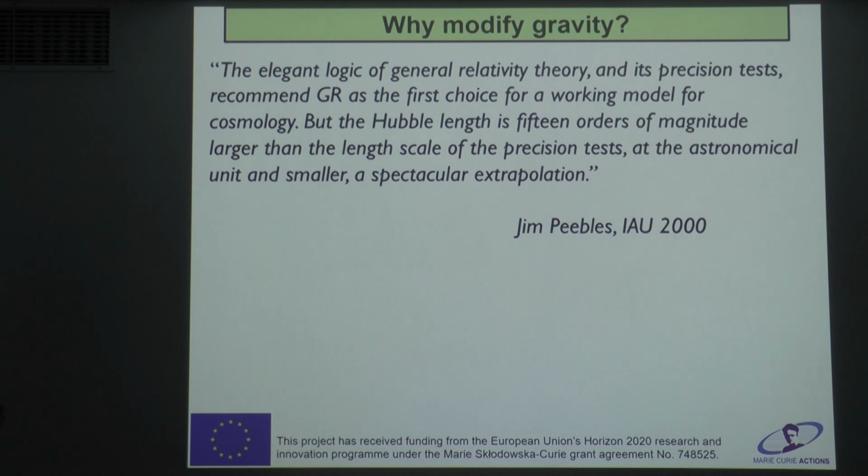This is a quotation from Jim Peebles, who addressed the General Assembly of the International Astronomical Union in the year 2000. I will read it: The elegant logic of general relativity theory and its precision tests recommend GR as the first choice for a working model for cosmology. But the Hubble length is 15 orders of magnitude larger than the length scale of the precision tests at the astronomical unit and smaller. So we have a spectacular extrapolation. And now we know this is a Nobel laureate, so for many people maybe this argument adds some weight.